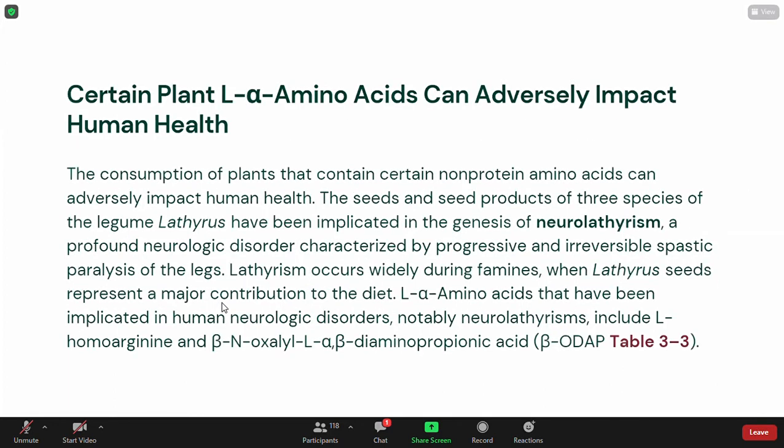Okay, so this also: lathyrism, spastic paralysis of the legs brought about by seeds of 3 species of legume, Lathyrus. So they can produce progressive, irreversible spastic paralysis of the legs.